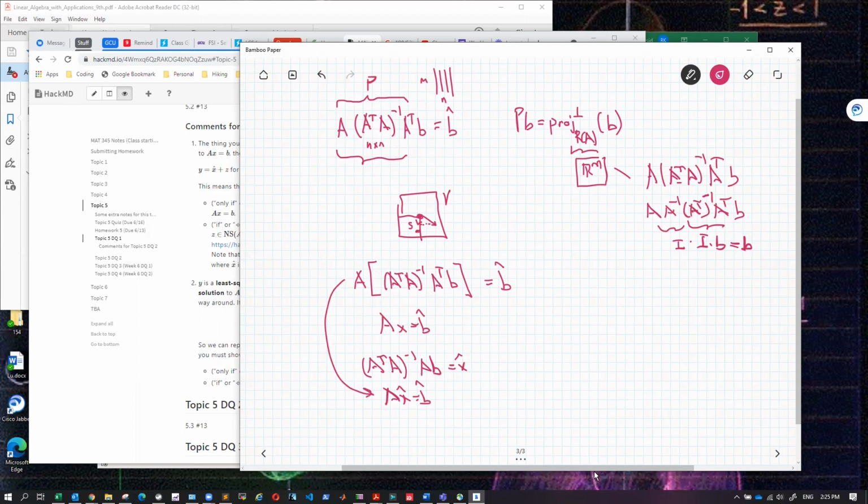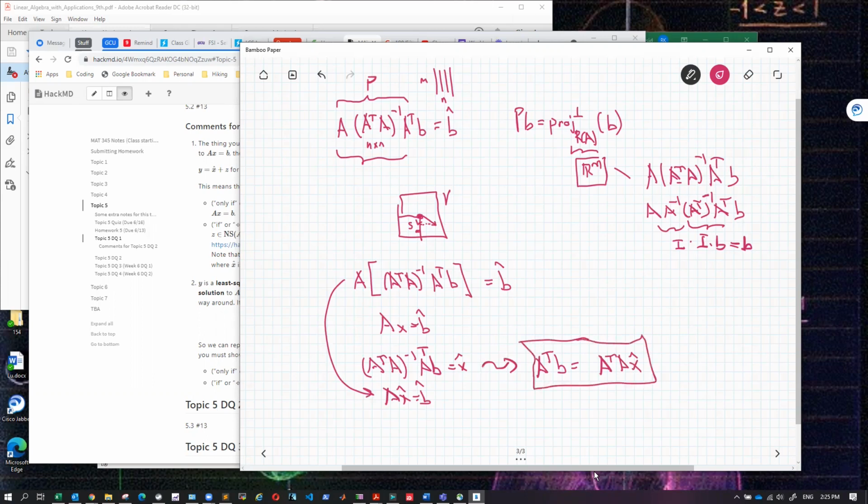Now we can just rearrange this. Because this is invertible, I can multiply both sides by A transpose. Sorry, that one's a transpose, this one's A. So when I multiply both sides by A transpose, what I get is A transpose b equals A transpose A x hat. Notice that is our normal equation, right?